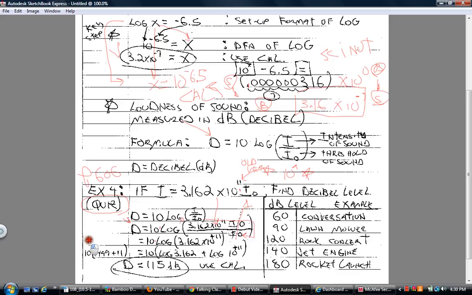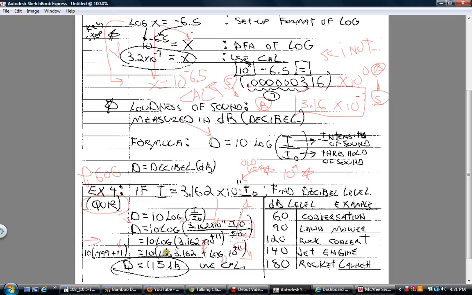Okay, here's where you're going to start doing your work. Next thing, you've got the product rule over here. Multiplication, you split it up into addition. Here's your 10 on the outside, log of 3.162 plus the log base 10 of 10 raised to the 11th. And what's happening over here, the exponent drops down out front, so you get 11. That's where this 11 came from, plus the actual log on your calculator.